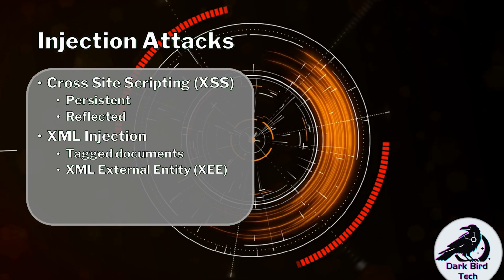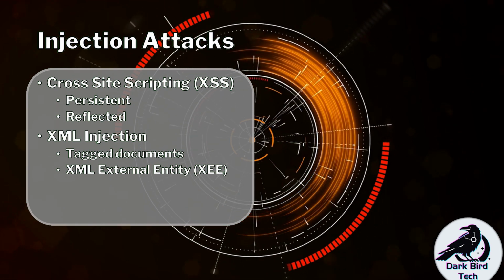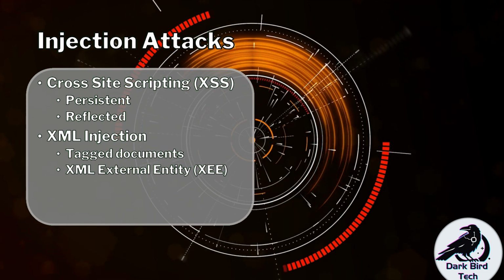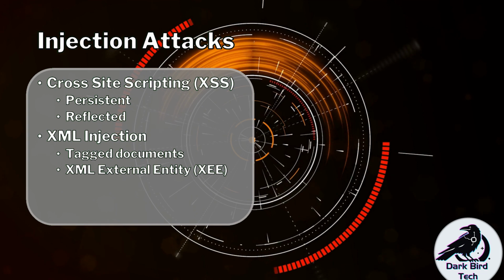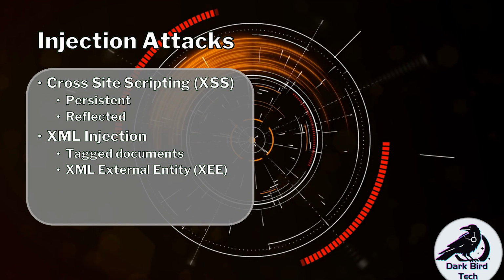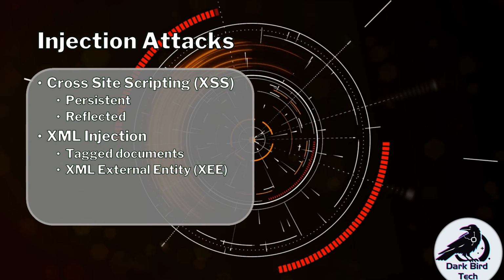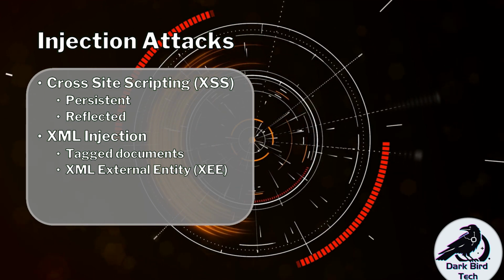Now, in the external entity attack, the attacker will embed a request for a local resource. That local resource could then return the path to a local file. This could then show the attacker the contents of that local file if they are successful with this.